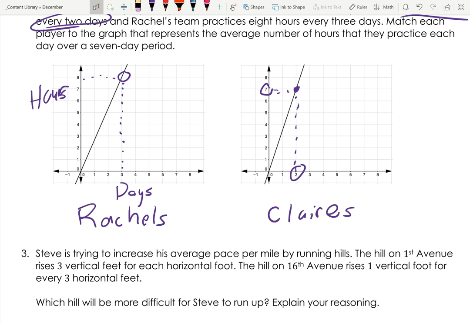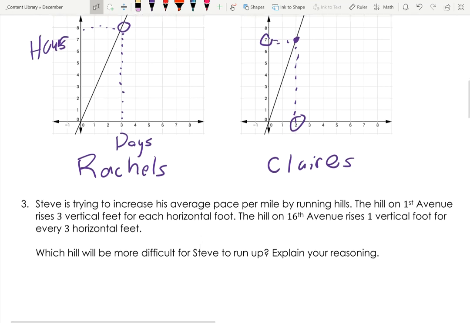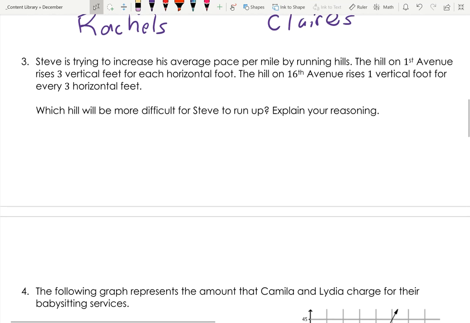So I found the graph that had 2.7. That's Claire's. I found the graph that had 3.8. That was Rachel's. And that was it for that problem.